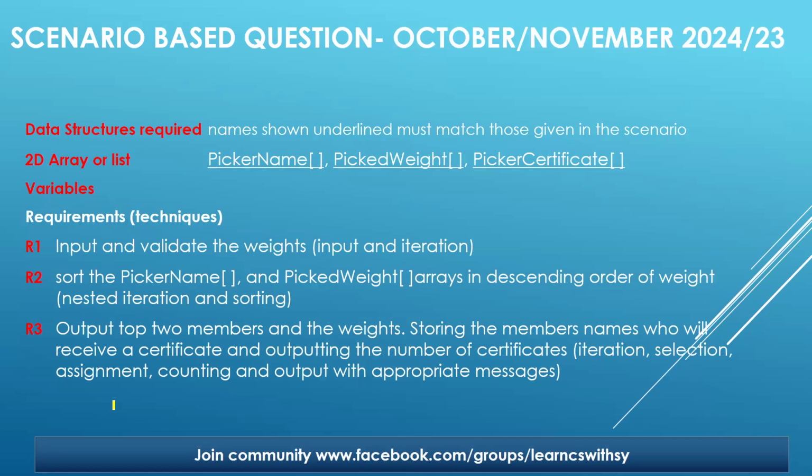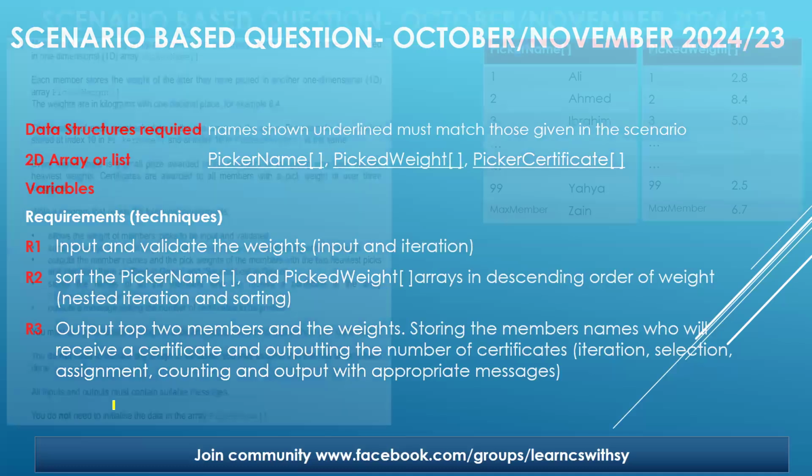Thirdly, you have to output the top two members and their weights, and you need to store the members who will receive a certificate for picking up a weight of above 3, and output the number of certificates also. For that, the proper iteration, the proper selection statements, assignment as needed, and counting is needed. In this manner, you will be meeting all the 3 basic requirements.